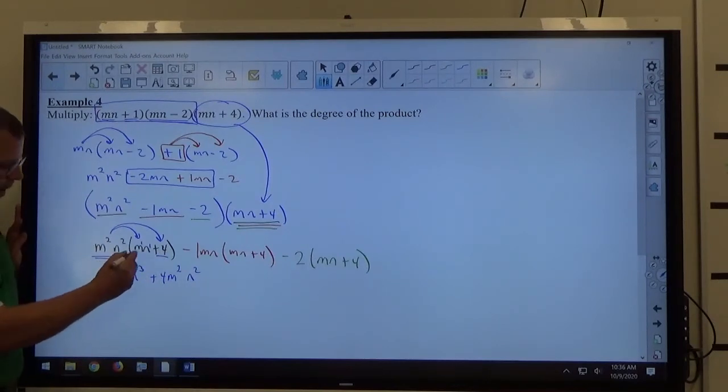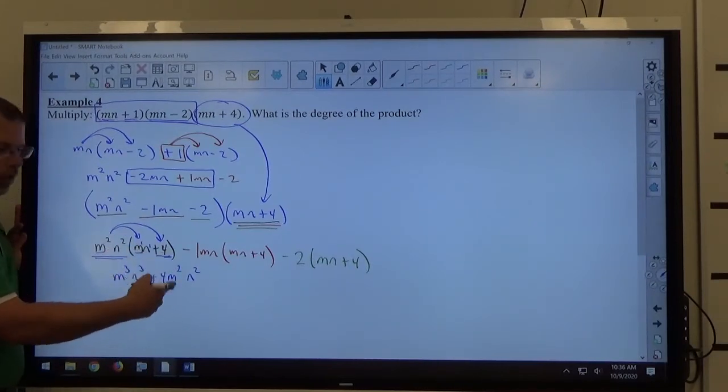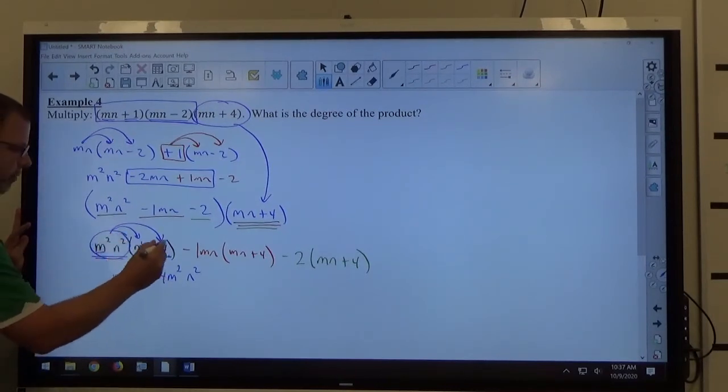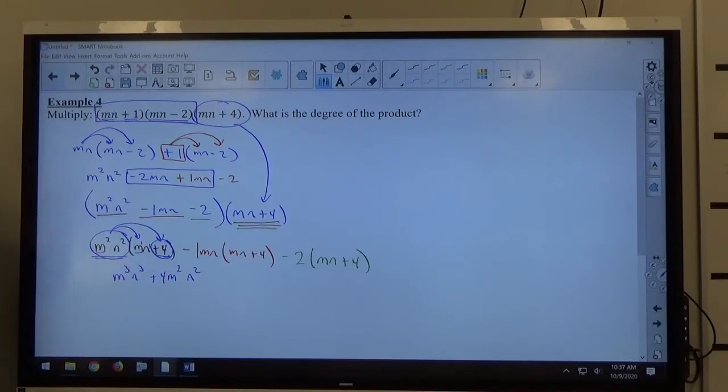So here, when I multiplied m times m, I had to do 2 plus 1 to make a third power. There's no m's over here to change the powers of m and n. I'm multiplying m squared n squared times 4. So just sticking them together. They're all being multiplied, but they're different types of things, so all you can do is put them together. You can't actually modify anything.